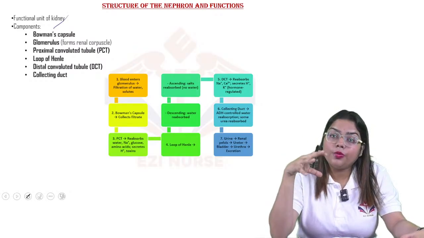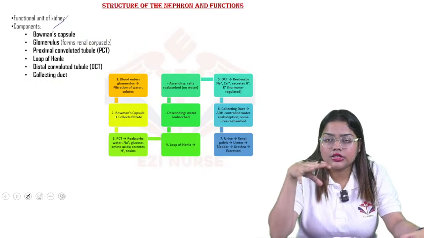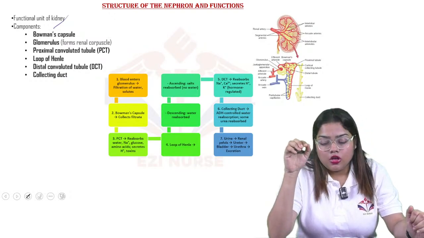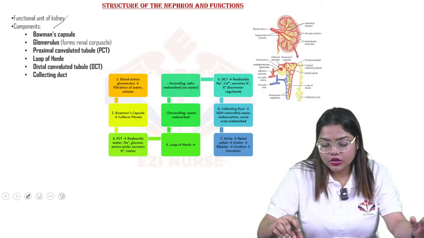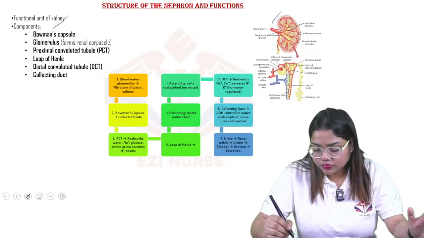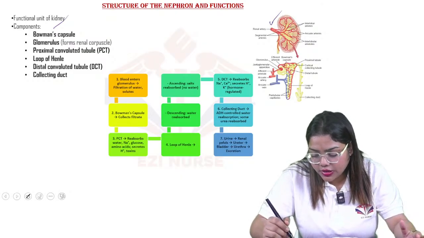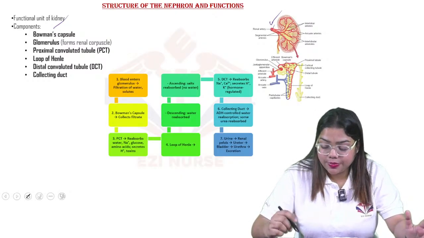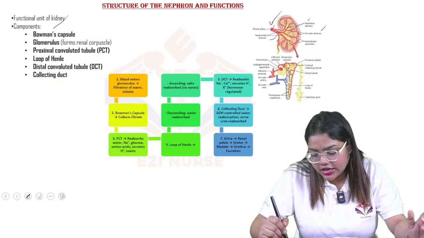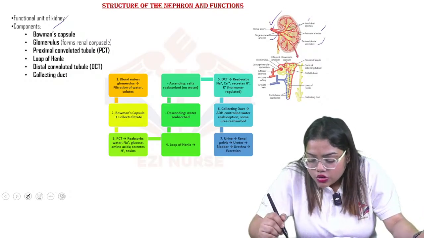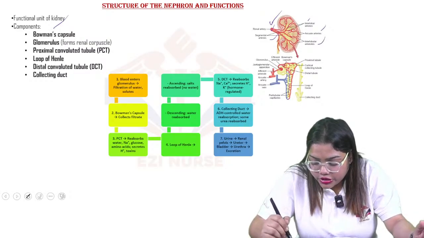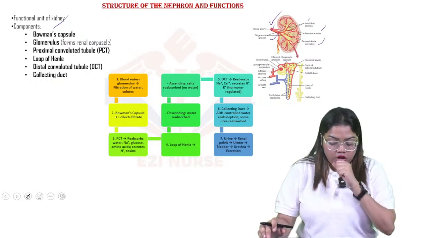As I told, it is the functional unit of the kidney. We understand that this is a unit, but what are the components of the nephron? If we see the kidney in a picture, we can see the renal artery, segmental arteries, anterior arteries, arcuate arteries, and interlobular arteries. In the arcuate arteries we can see the nephrons.